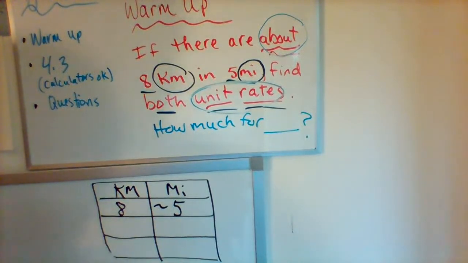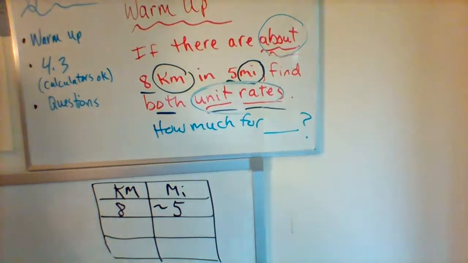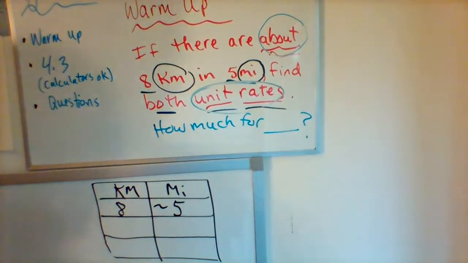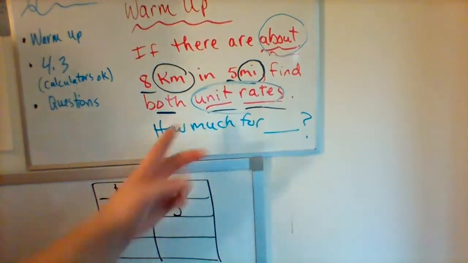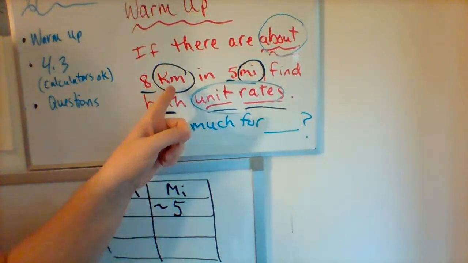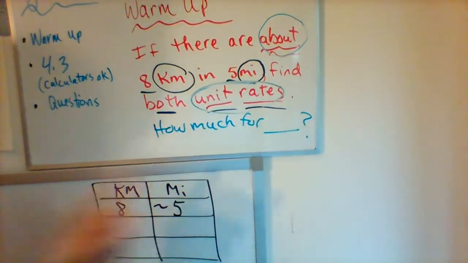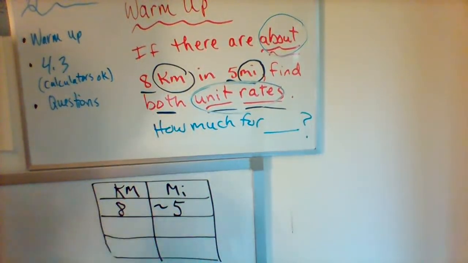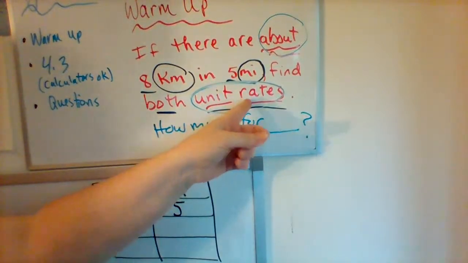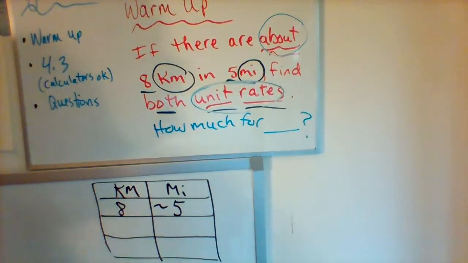Alex pointed out that last week, tables and double number lines were the two models that we learned to represent equivalent ratios. And in this warm-up, we are comparing two quantities, kilometers and miles. The information that we are given is that approximately there are 5 miles for every 8 kilometers. We are looking for both unit rates, and I just asked all of you, what is a unit rate anyway?